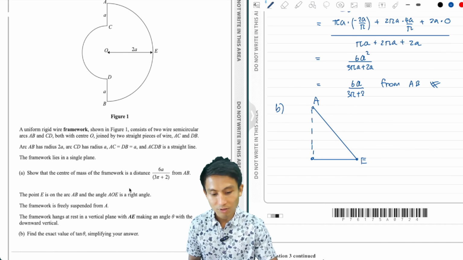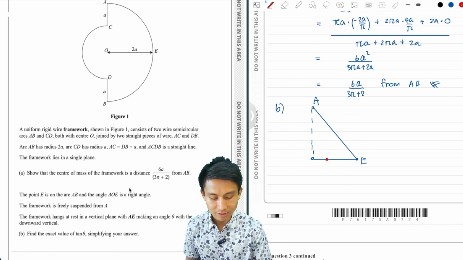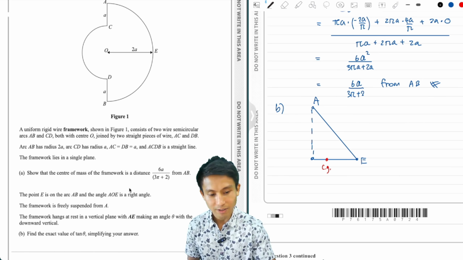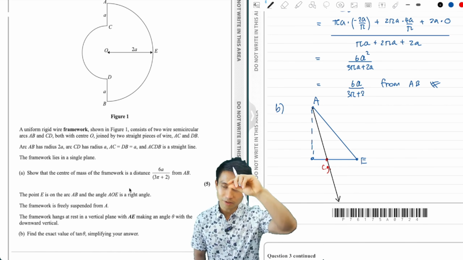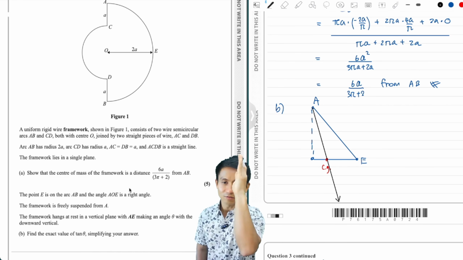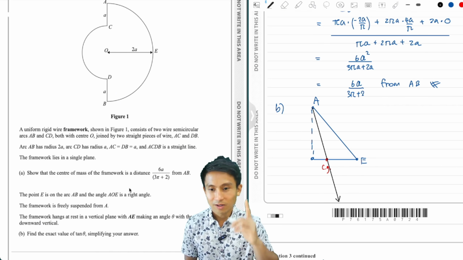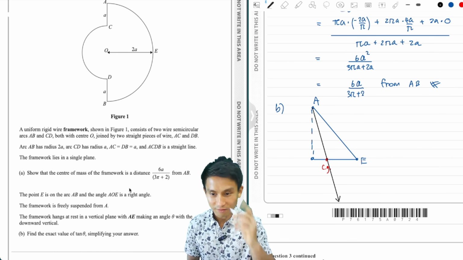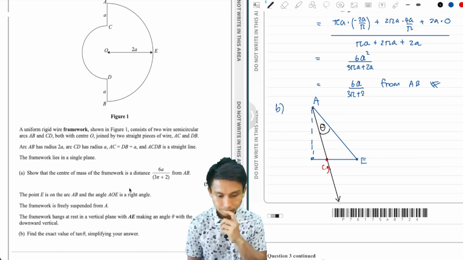But the downward vertical will pass the center of mass here. Let's call that CG. Okay. So the downward vertical will be this. It's going to be the line that is vertical when you actually hang the shape. The angle theta here is the angle between AE and the downward vertical. So it's this angle.